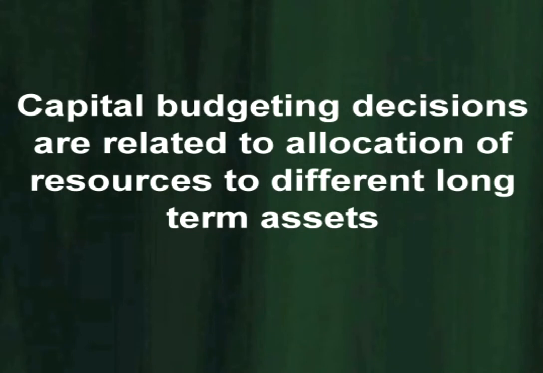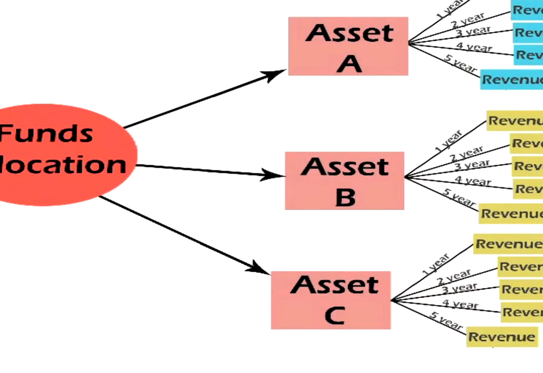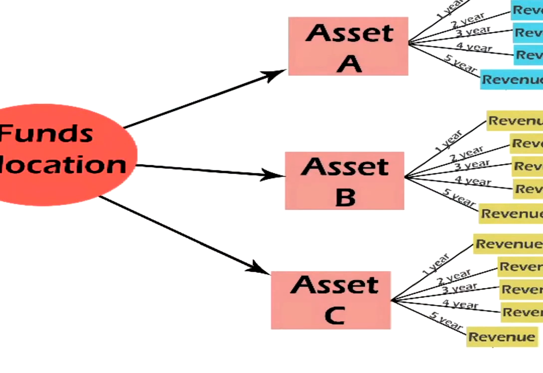What is capital budgeting? Capital budgeting decisions are related to allocation of resources to different long-term assets. It denotes a decision situation where lump sum funds are allocated to the long-term assets from which arises the benefit over a period of years. That is, if I incur an expenditure today, I'll earn the benefit in the coming years, that is in the near future. In year 1, 2, 3, I will reap its benefit.